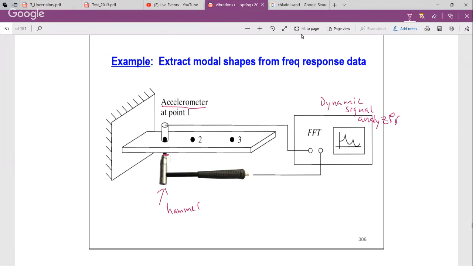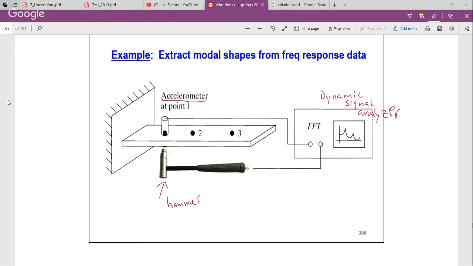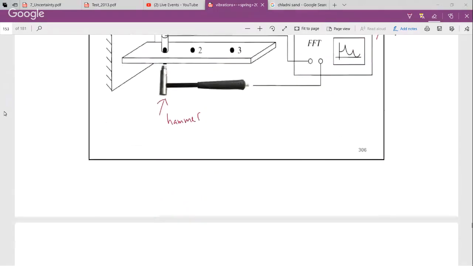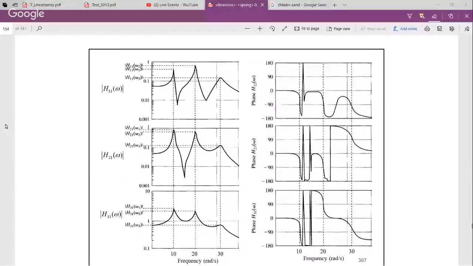As long as that accelerometer or hammer location, let's say point 1, doesn't correspond to a node of one of the modes we want to look at, then we should be able to measure all of the modes we want to look at. All right? So let's just look at that data. I'm going to purposely try to make this a little bigger.